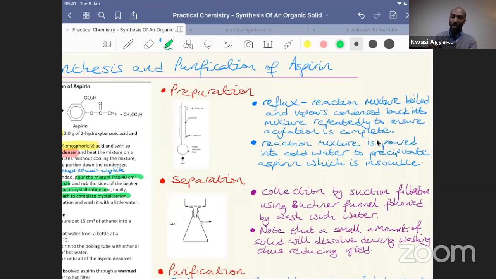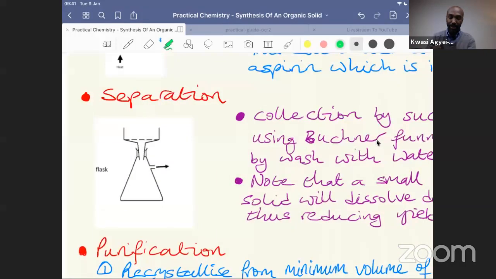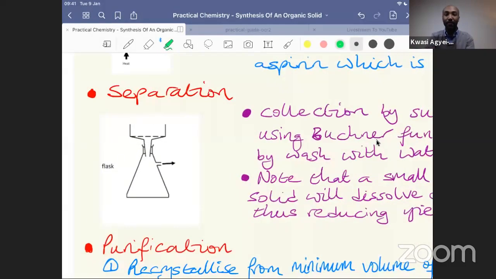Okay, so we're moving on to the separation step next. And what does that involve? Let's zoom in on that section of our screen. The separation is going to involve separation under suction using a Buchner funnel. So our Buchner funnel is this funnel here, and you can see it's got perforations in the middle of the funnel itself. So that's a Buchner funnel.